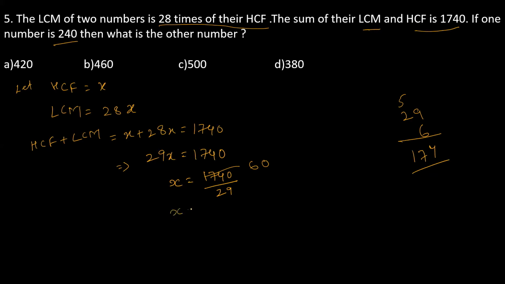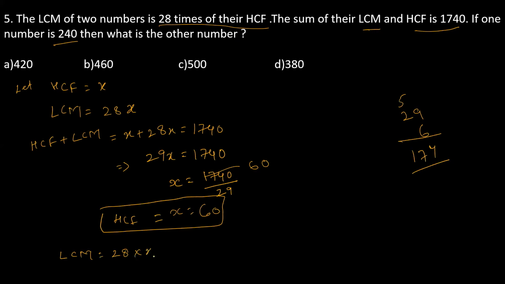So what is the x value? 60. x is nothing but HCF. HCF is equal to how much? 60. Okay. Now, if HCF is 60, what is LCM? LCM is equal to 28 into x. Okay. So 28 into 60.